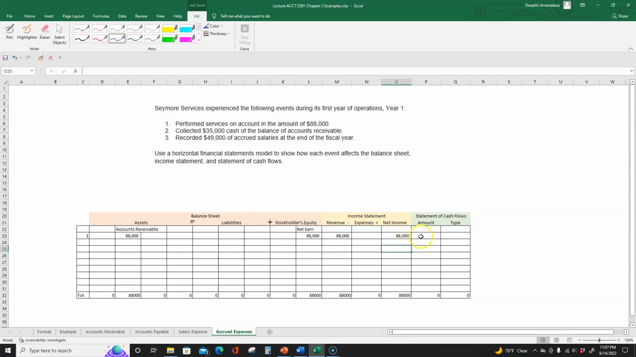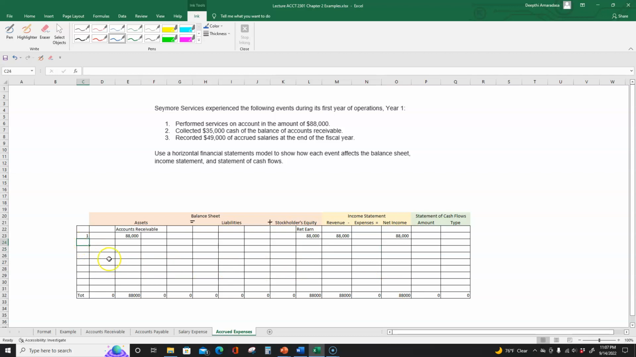Now let's look at the statement of cash flows. Did we have any cash associated with this transaction? There's nothing in the cash balance, so there's no cash here. Therefore, the statement of cash flows is not affected. Statement of cash flows is only affected if your cash is affected, because the statement of cash flows only lists cash transactions.